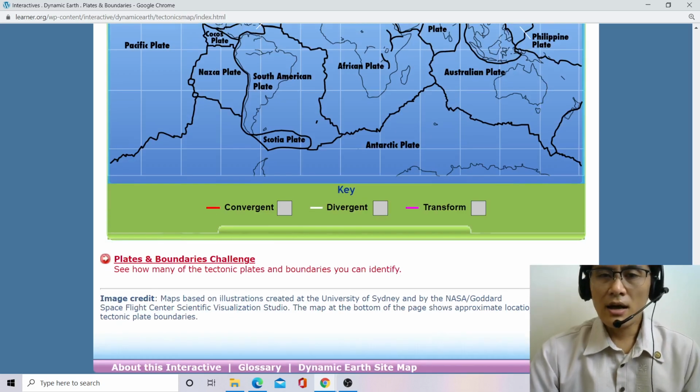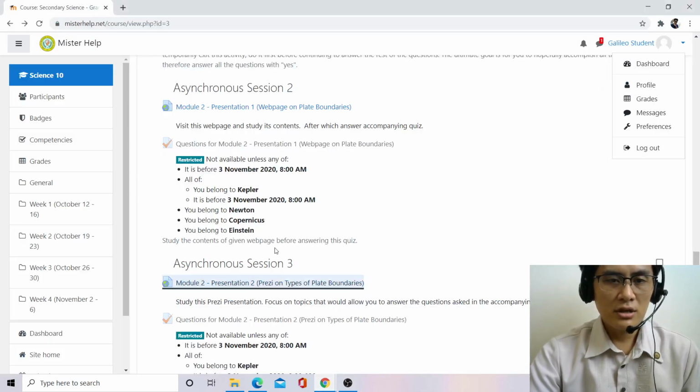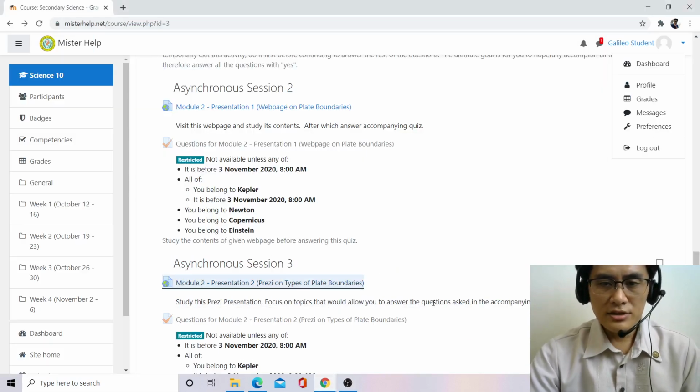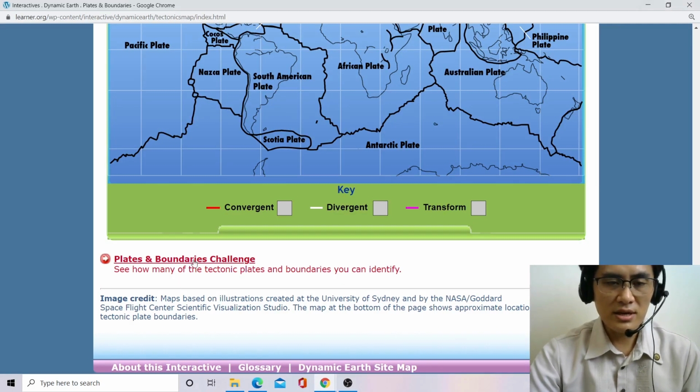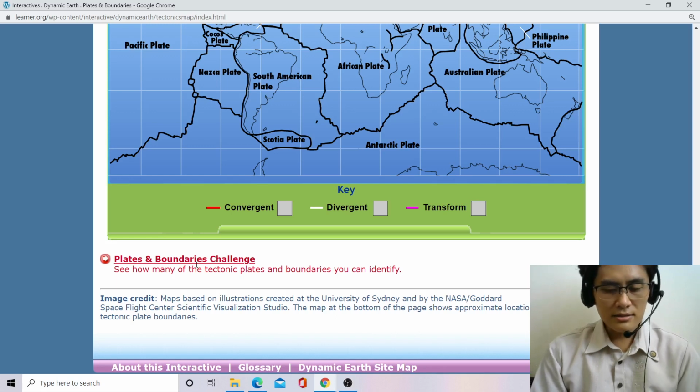Now a lot of students got confused when I put in the instruction to answer the accompanying quiz. They thought the quiz I was referring to is this one. No, you can look at this activity challenge and it would be fun, but that's not the intention.